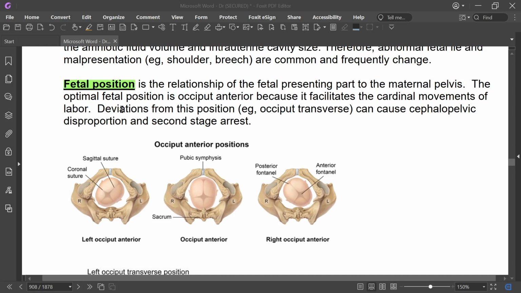The optimal presentation is occiput anterior because it facilitates the cardinal movements of the labor. This is occiput anterior. This is the sacrum. This is the pubic symphysis. This is the sacrum, and here there is the occiput. This is occiput anterior.